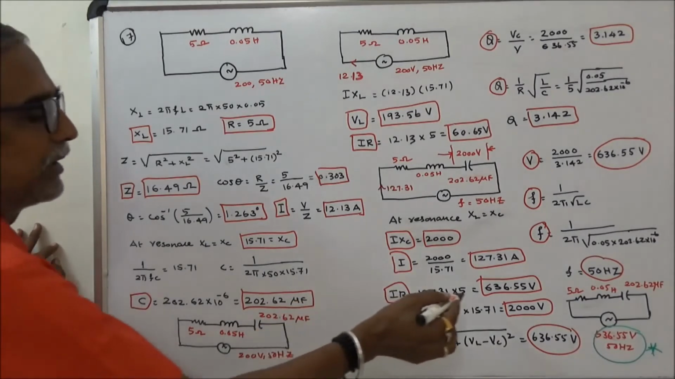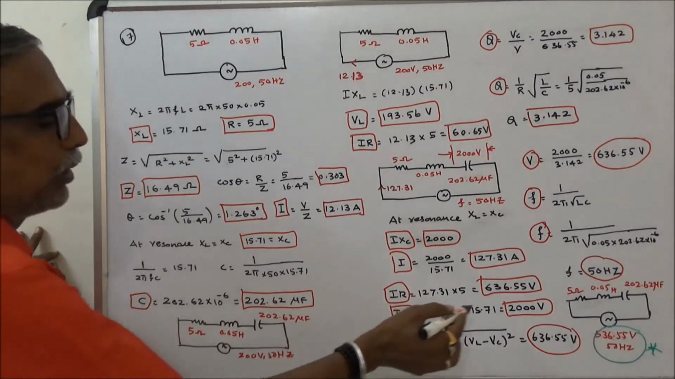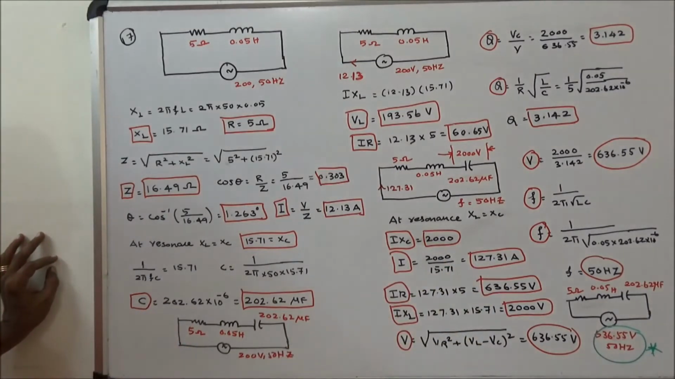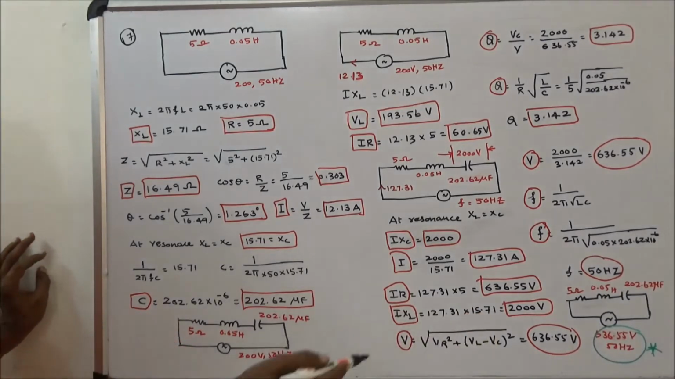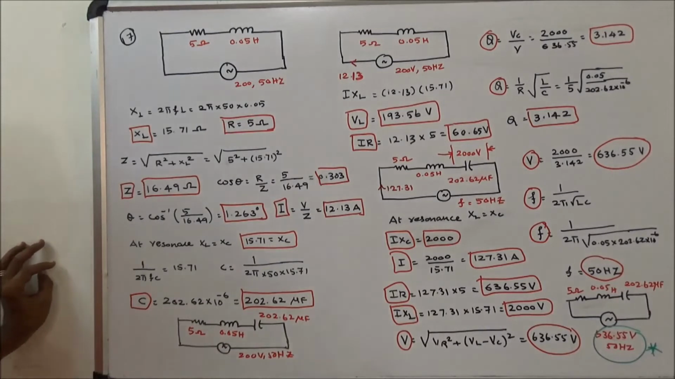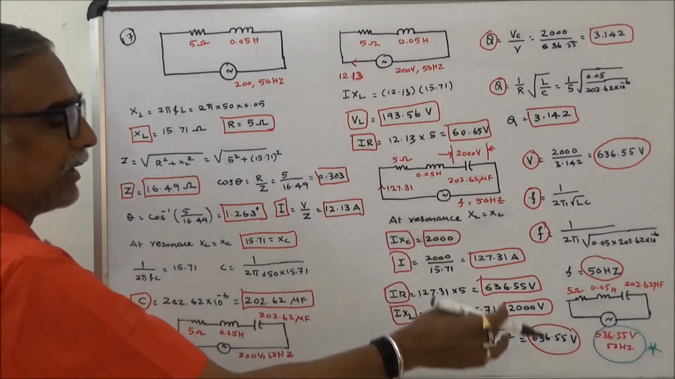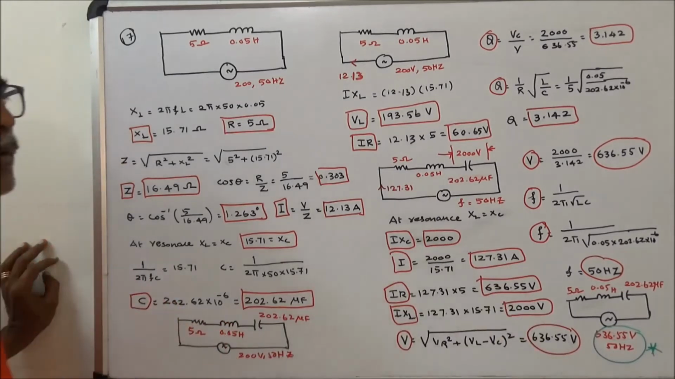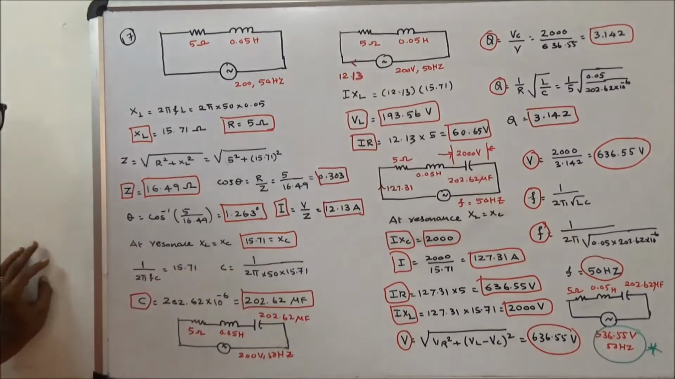IR is equal to 636.55 volts. IXL is equal to 2000 volts. Therefore, V is equal to root of VR square plus VL minus VC the whole square, that is equal to 636.55 volts. Here the voltage to be applied in the circuit is 636.55 to get the voltage across the capacitor as 2000 volts.